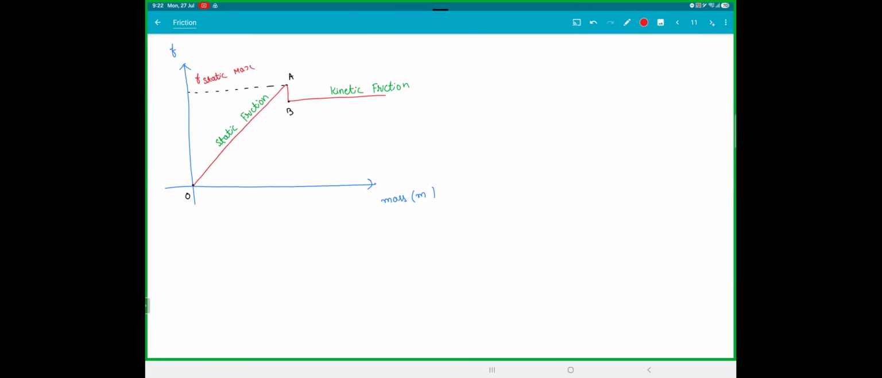But let's try to understand why this graph is coming this way. Look at the experiment. When you go from O to A, the block does not move. Basically, there's no relative motion. That means the friction is increasing with what you're giving. So friction is not trying to give everything. It is trying to give what is required. And then something interesting happens at A. At A, we get maximum friction. The block is on the verge of slipping.